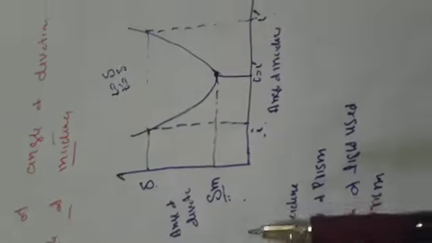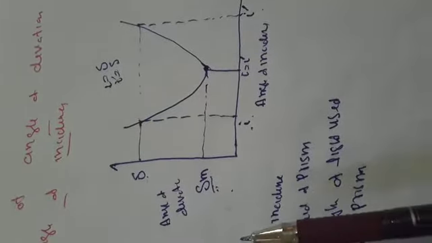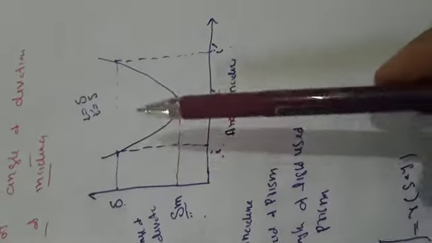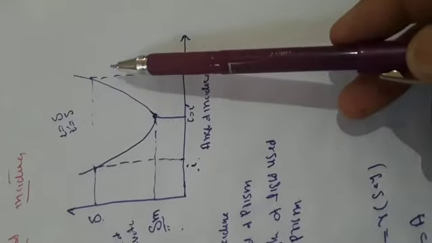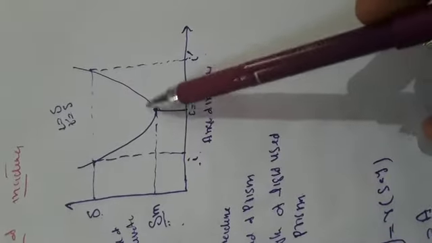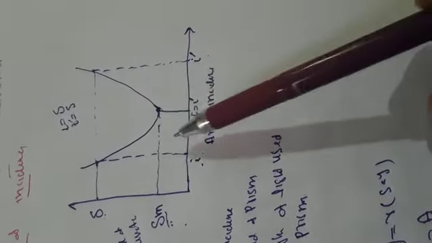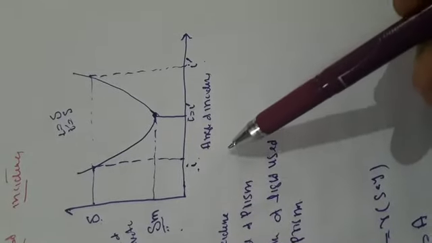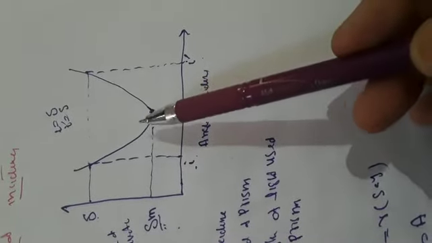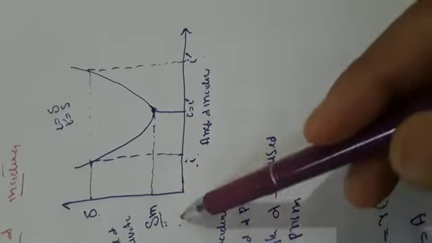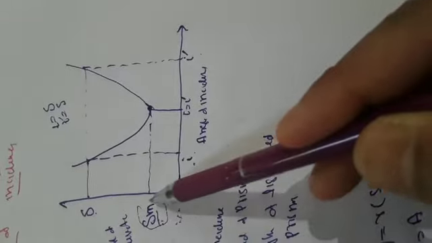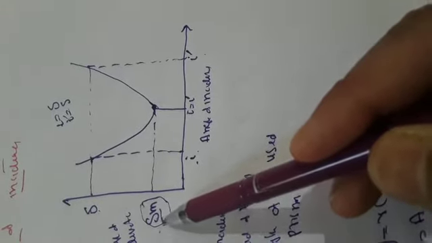When we draw the graph between angle of incidence and angle of deviation, we see that the angle of deviation first decreases and reaches a minimum value, and then starts increasing again. When it reaches the minimum value, the angle of incidence corresponding to which the deviation is minimum, this angle of deviation is called the angle of minimum deviation.